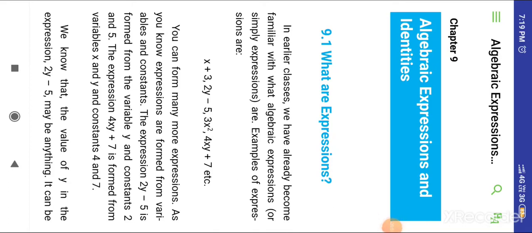Hello students, in our last video we had solved exercise 9.1 up to question number 7. Now in this video we will start from question number 8. Question number 8 is: fill in the boxes with the correct symbol out of greater, less and equal.